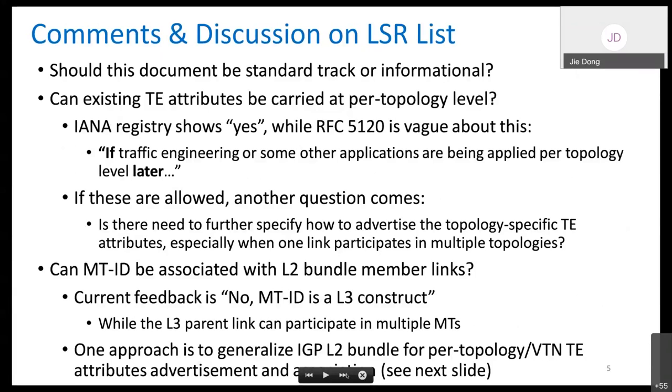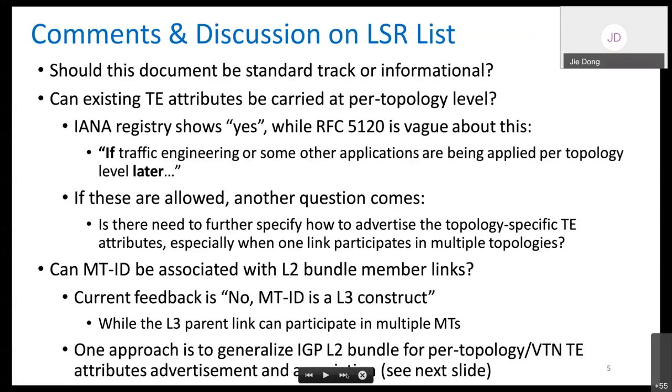Okay, here we summarize some comments and discussion on the list about this draft. The first one is, should this document be a standards track or informational document? My understanding is we are currently open to this question, because we want to figure out whether we should specify something which does not exist in the existing RFCs, or whether we need some small extensions to make this work. The first is about how to carry the TE attributes at the topology level. We know that the IANA registry shows it is allowed, but the multi-topology RFC is not very clear about this, because it says that traffic engineering may be applied in future or later.